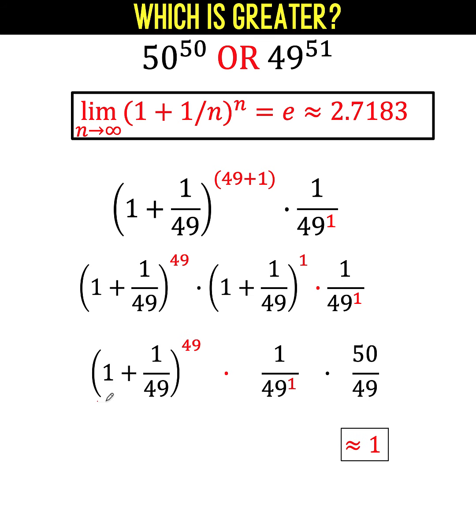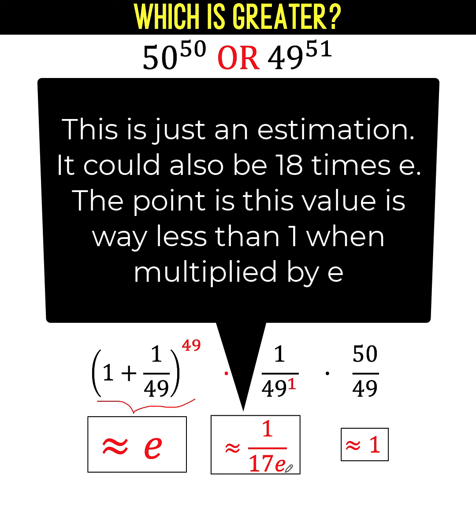This part here is approximately equal to this number e because this is in the form 1 plus 1 over 49 raised to 49. So let's put here, the value of this is close to the number e. But this 49 is close to 17 times the number e. We are just doing this estimation because we are not after the exact value. We just want to know if this expression is less than 1, greater than 1, or equal to 1.